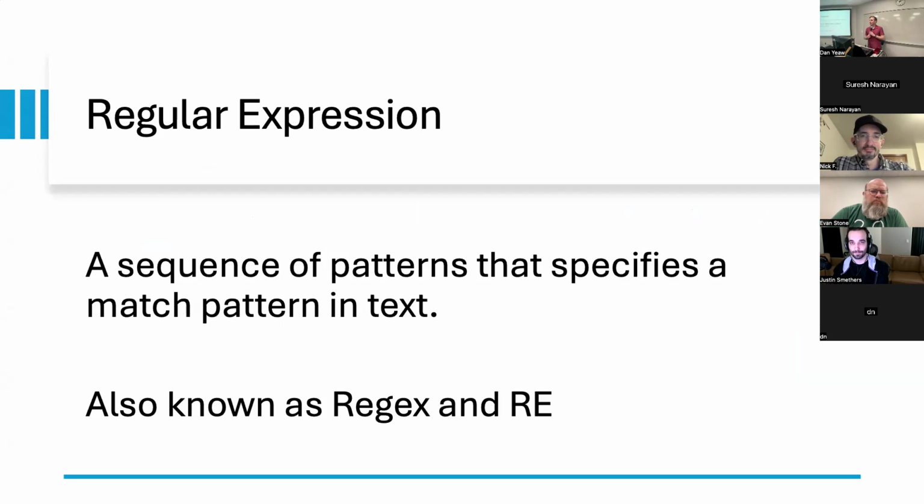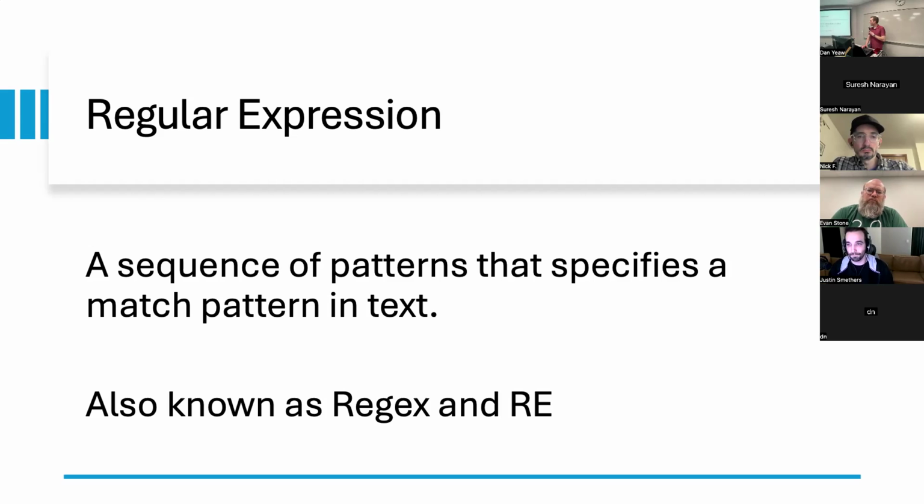So what is a regular expression? It's a sequence of patterns that specifies a match pattern in text. This allows for all kinds of things. Think of it like finding something in text and being able to grab that thing you want, maybe just a part of it. Then you can replace it or filter out things. It becomes very powerful, kind of a superpower for programming.